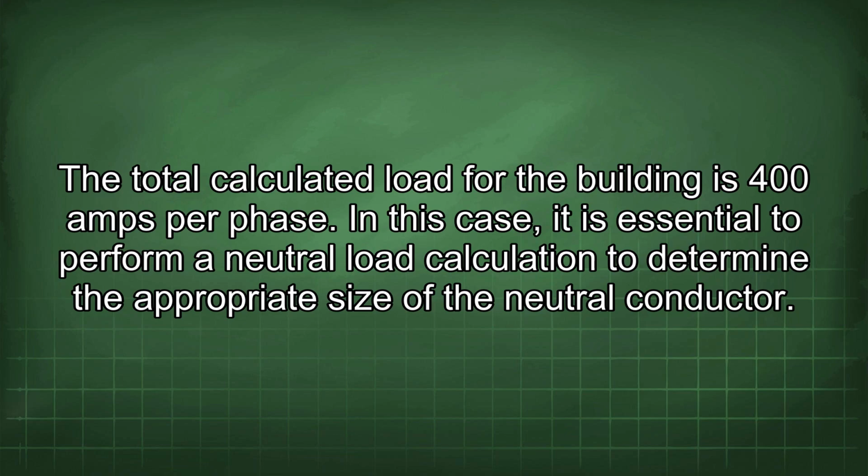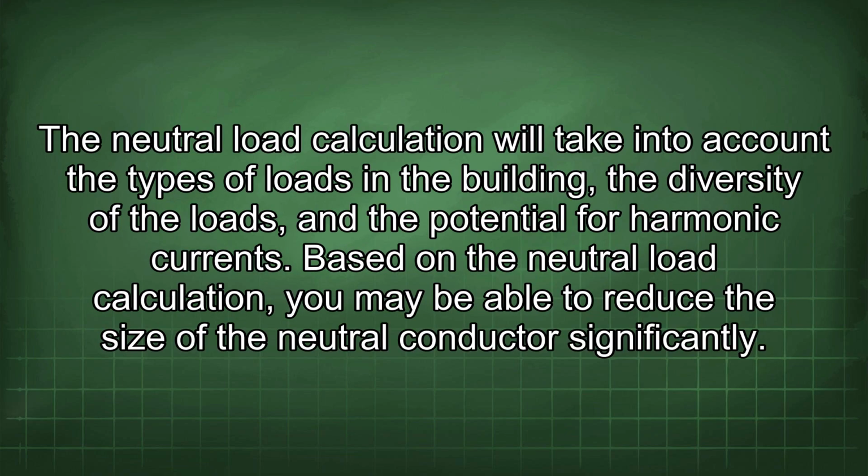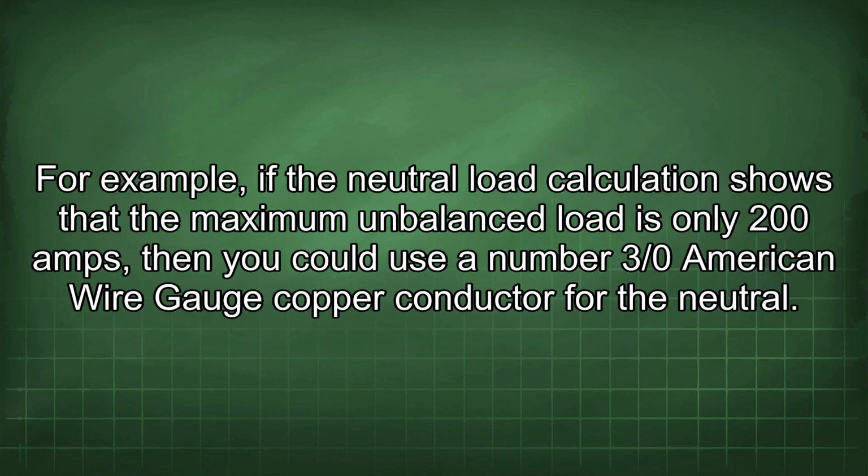In this case, it is essential to perform a neutral load calculation to determine the appropriate size of the neutral conductor. The neutral load calculation will take into account the types of loads in the building, the diversity of the loads, and the potential for harmonic currents. Based on the neutral load calculation, you may be able to reduce the size of the neutral conductor significantly. For example, if the neutral load calculation shows that the maximum balanced load is only 200 ohms, then you could use a number 3/0 American wire gauge copper conductor for the neutral.